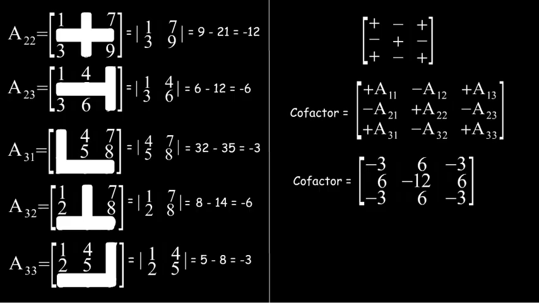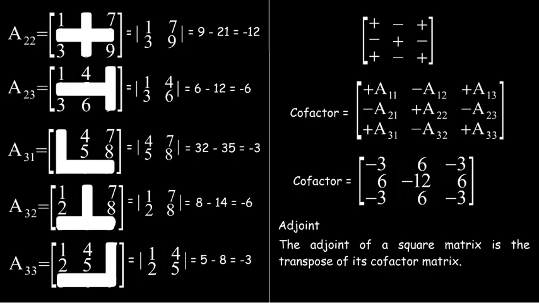Now the last concept we'll be discussing is adjoint. The adjoint of a square matrix is the transpose of its cofactor matrix. That is, you just transpose the matrix you get from the cofactor. That will give you the adjoint of a square matrix.